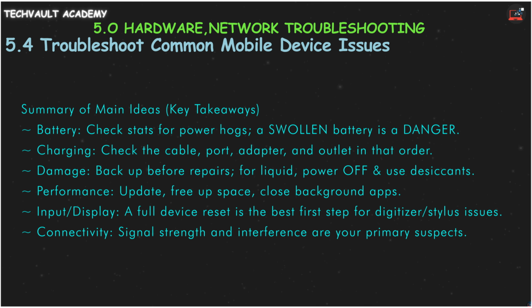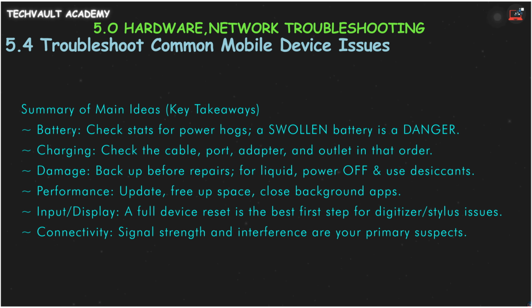For battery and charging issues, check your stats and test each component of the charging chain. A swollen battery is a serious hazard. Replace it immediately. For physical damage like a broken screen or liquid damage, prioritize safety and backups. For performance problems, update your software, free up space, and check for background apps. For input issues like a faulty digitizer or stylus, always try a full device reset first.